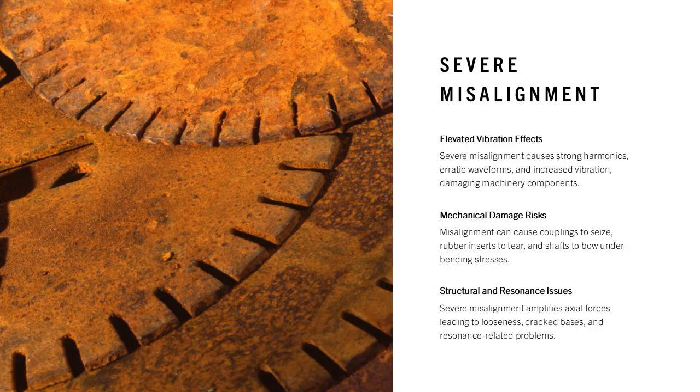Severe misalignment, or unbalance: beware of false 2 orders peaks. Severe misalignment results in significantly elevated vibration, often accompanied by strong harmonics, erratic waveforms, and excessive heating at bearings and couplings. Such conditions may cause the coupling to seize, rubber inserts to tear, or shafts to bow due to cyclic bending stresses. This slide emphasizes the urgency of detecting and correcting severe misalignment to prevent catastrophic failure. It also discusses how severe misalignment amplifies axial forces and contributes to looseness, cracked bases, and resonance-coupled problems.